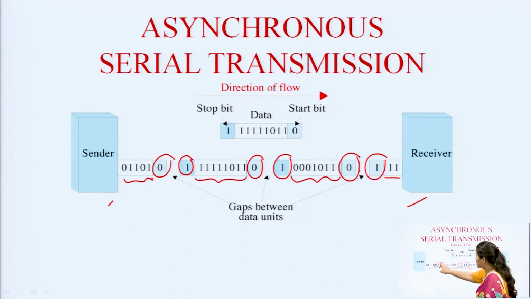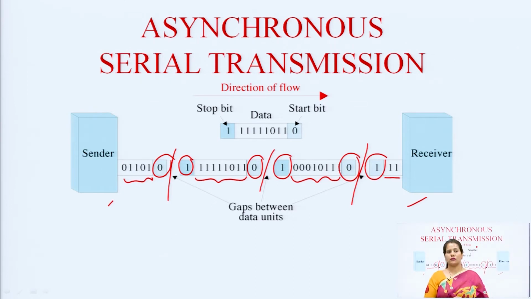These are the gaps between the bytes, as I have already discussed. Why are these gaps introduced? To compensate for the delay, if any, between the two bytes. So, this is the direction of flow from sender to receiver.